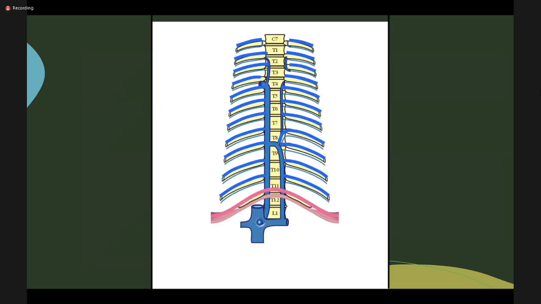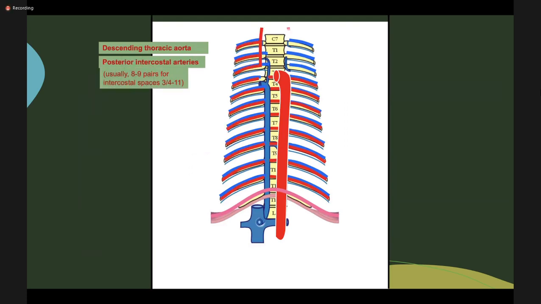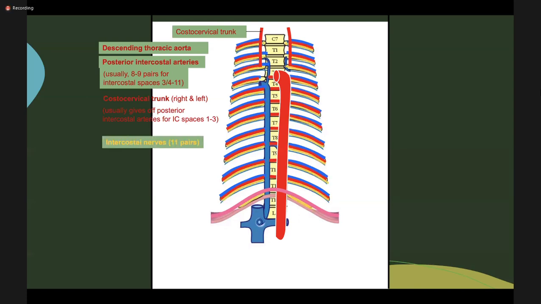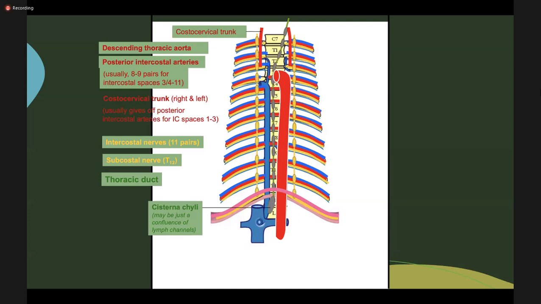Now, we are good with this image. There is the aorta. We talk about it. You have been explained about posterior intercostal arteries. I'm not spending time on that. We know that in the upper posterior intercostal spaces, we have the branches from the costocervical trunk, and the lower posterior intercostal arteries are the direct branches from the descending thoracic aorta. And then these are looking at the nerves. The thoracic duct, we talked about. Cisterna chyli, I mentioned that. Sympathetic chain, gray and white rami communicantes, we talk about all of them.